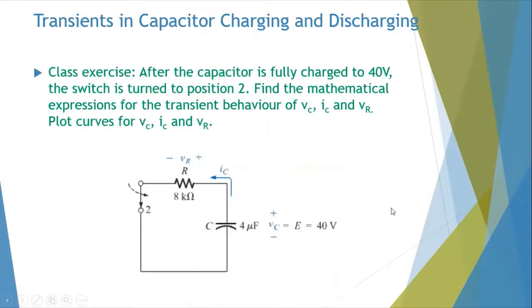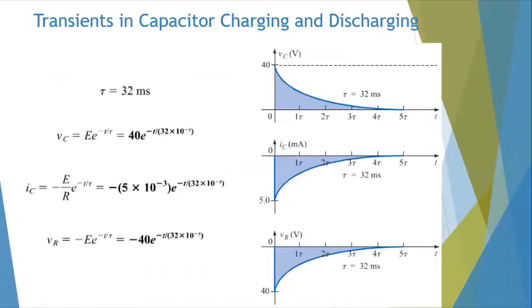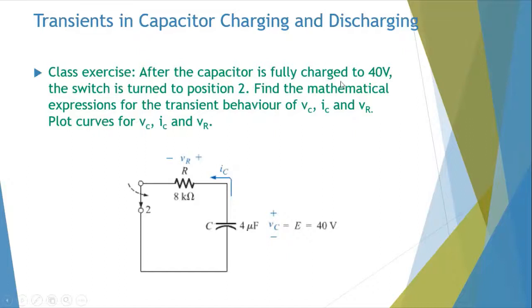Now another example to consider. Let's look at this one. After the capacitor is fully charged to 40 volts, the switch is turned to position 2. So this is where it starts discharging now. Find the mathematical expressions for all the different parameters. So first thing, like we said, you work out the time constant, which is equal to 32 milliseconds there.